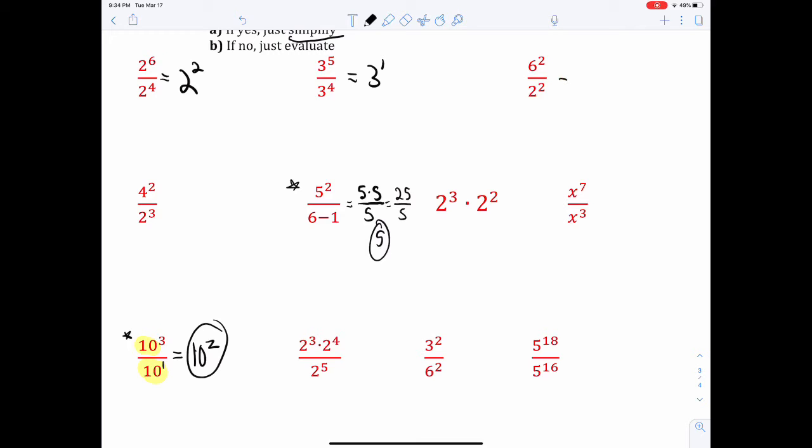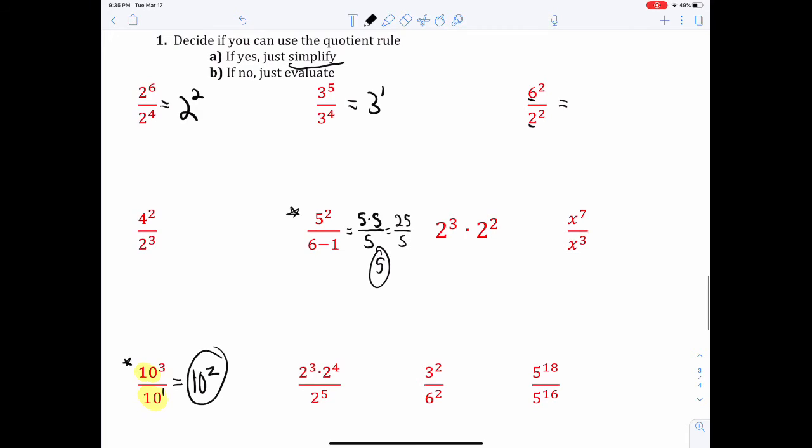6 squared over 2 squared. These are not like bases, so we can't use the quotient rule. So we have to proceed as normal. 6 squared is just 6 times itself twice. 2 squared is that, so you'll get 36 over 4. 36 divided by 4 is 9.